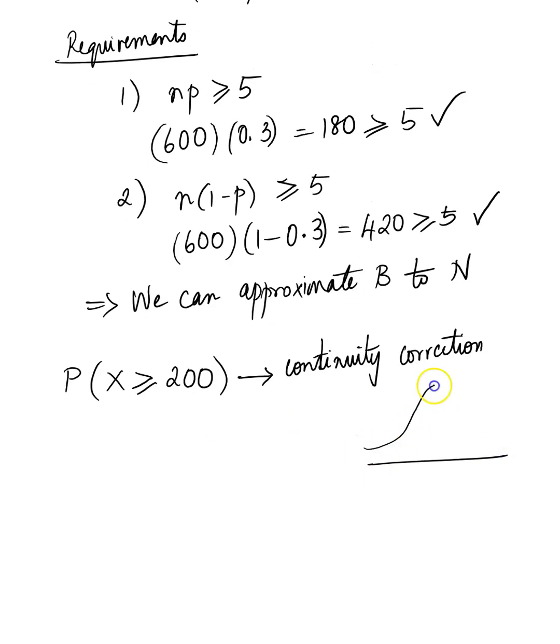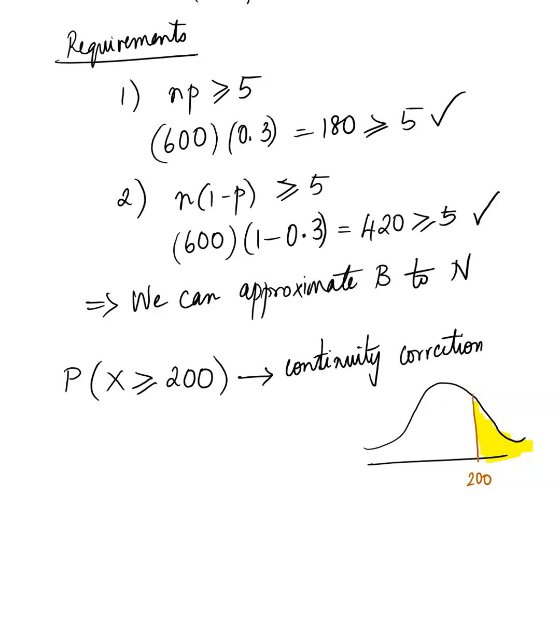So let me give you the context again. Now this time I'm just going to mark 200 here. So we want greater than or equal to 200. We want to include the 200. So it's this region. If I want to include 200 in the discrete setup, the number before 200 will be 199, right? So for continuity correction, you go half a point away, you add or you reduce.